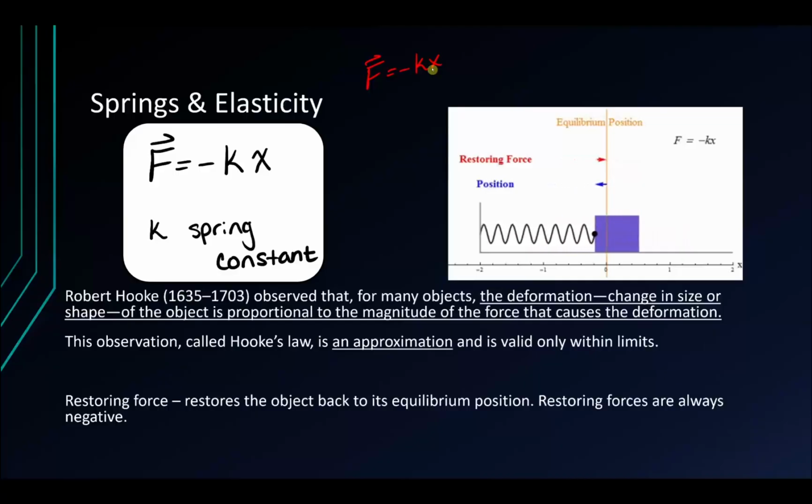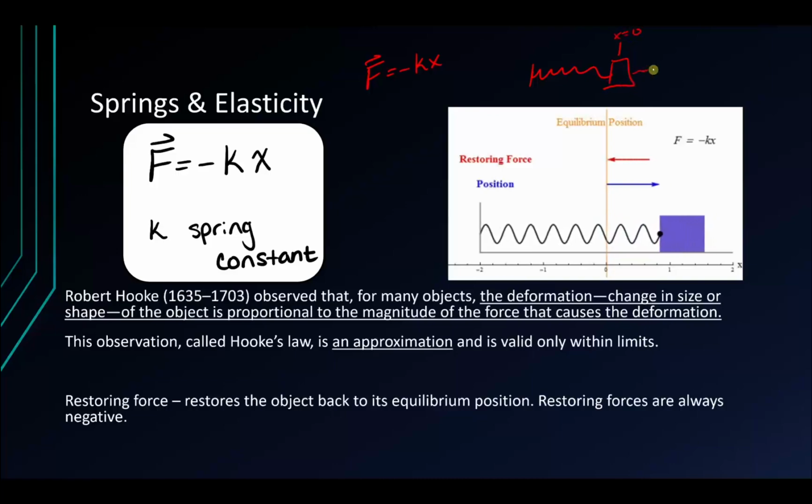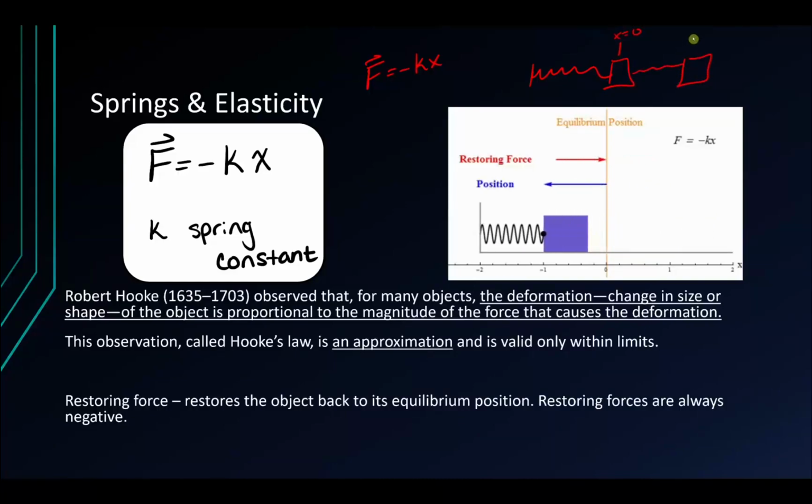So you'll notice that this is a negative force, right? It is negative because it is a restoring force. It is restoring an object back to equilibrium. So our equilibrium position is going to be when a spring is relaxed and at rest. If we stretch the spring out, we will have a positive x value. If we compress the spring, we will have a negative x value.